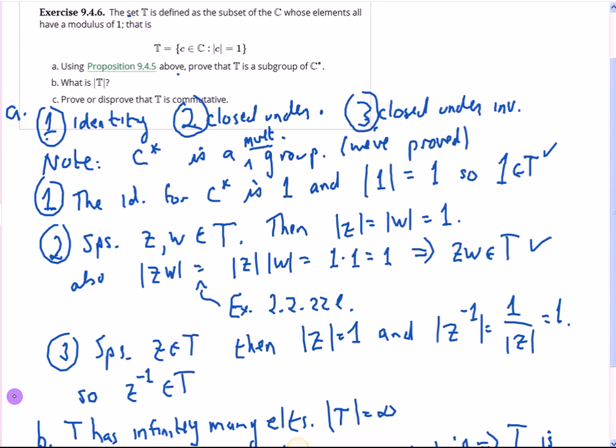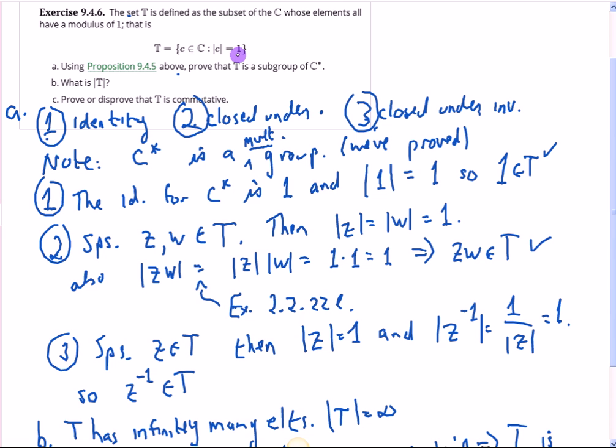Okay, let me talk a little bit about exercise 9.4.6. This talks about the set capital T. Now notice this is a set and not a complex number. The set T is defined as the subset of the complex numbers whose elements all have modulus 1. That is, T is the set of c in the complex numbers such that the absolute value of c is equal to 1.